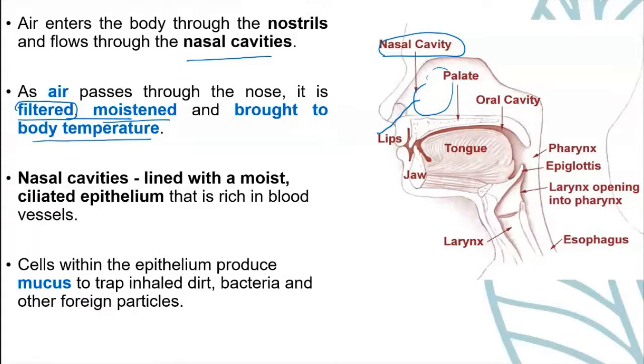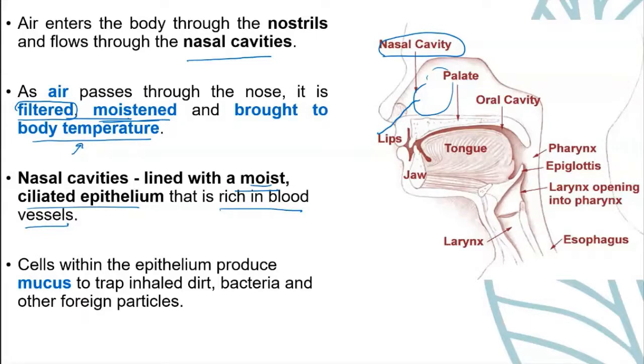Okay, so the nasal cavity is lined with a moist ciliated epithelium that is rich in blood vessels. Okay, so moist so that the air can be moistened, and then ciliated epithelium and rich in blood vessels. Kan, the blood that flows in the blood vessels carries heat from your body metabolism. So this will bring the air to your body temperature.